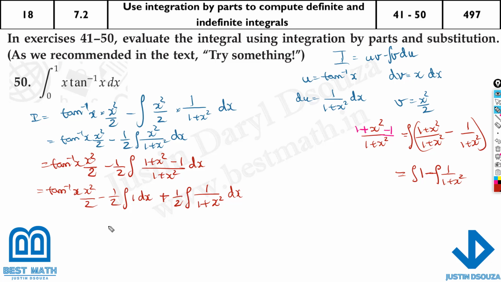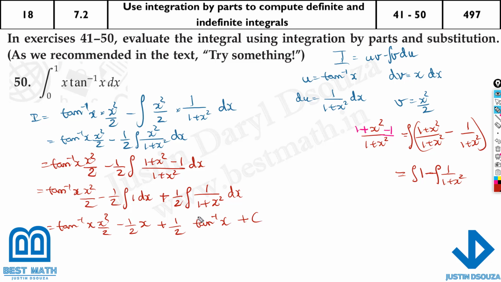Now, can we simplify it? Yes, we can simplify a few of the terms very easily. This is already done: x squared by 2 minus half. What is the integration of 1? It's x, so minus half x. That's it. What about this term? Half, if you remember, it's tan inverse, right? The derivative of tan inverse is 1 by 1 plus x squared. But now we are integrating it. The integration formula is this inverse integration, right? It will be tan inverse x plus c.